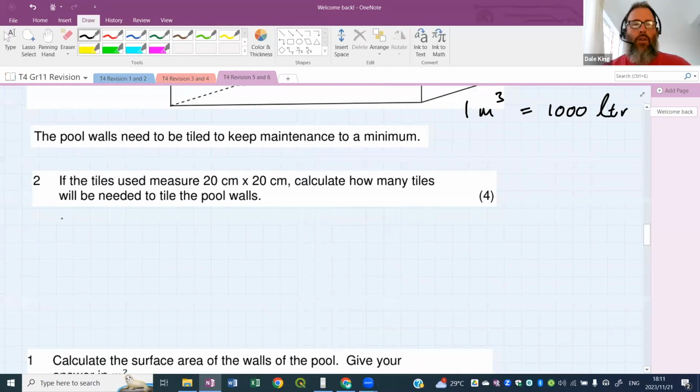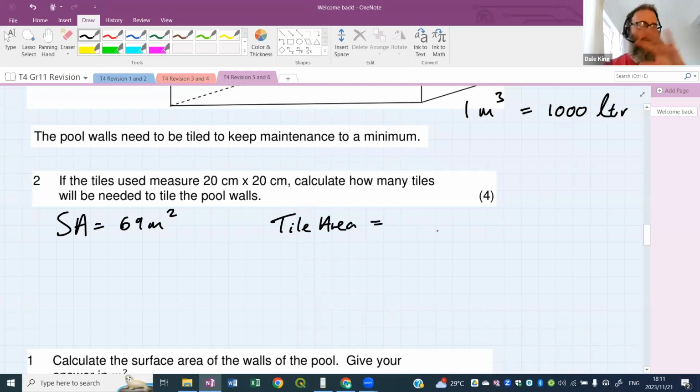Now, our surface area, I'll write here, is 69 square meters. And we need to work out the tile area. You all know the area of a tile, whether it's rectangle or square. You can use the formula length times breadth, or side times side, because it looks like a square here, but length times breadth will work. So now we're going to say the length of the tile times the breadth of the tile.